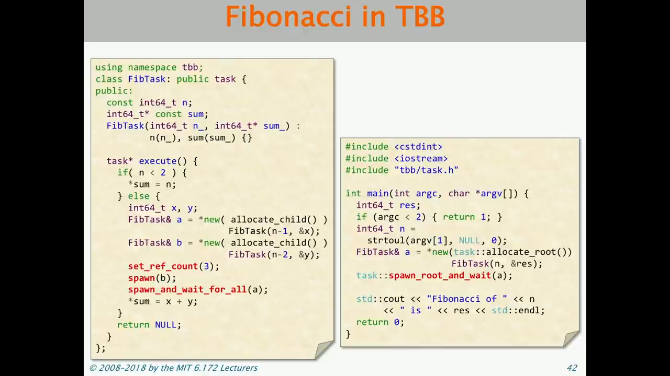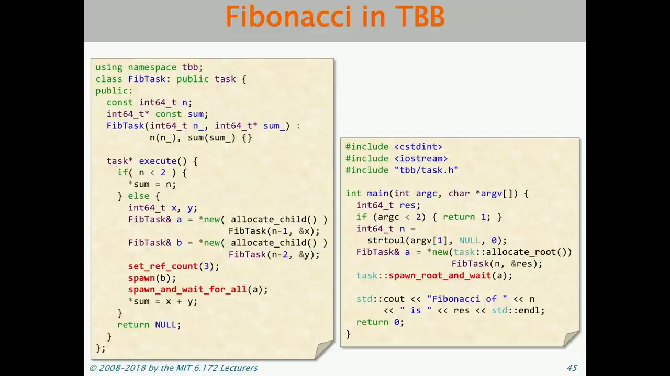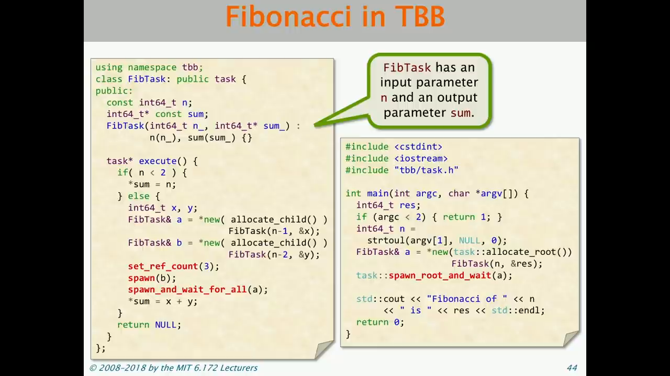So in TBB, we have to create these tasks. In the Fibonacci code, we create this fib task class. Inside the task, we have to define this execute function. The execute function is a function that performs a computation when we start the task, and this is where we define the Fibonacci logic. This task also takes as input these arguments, parameters n and sum. So n is the input here and sum is the output.